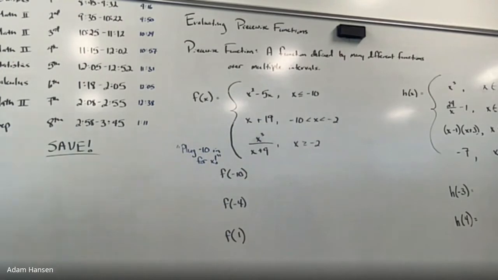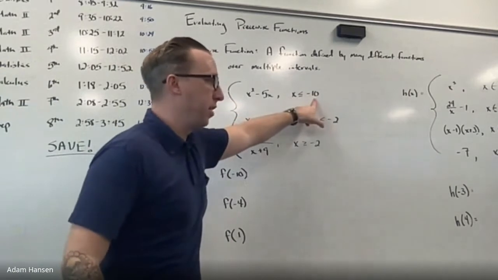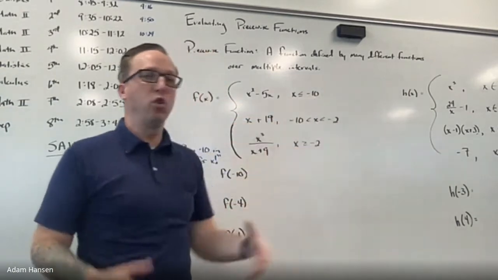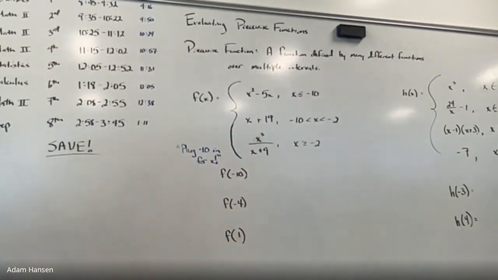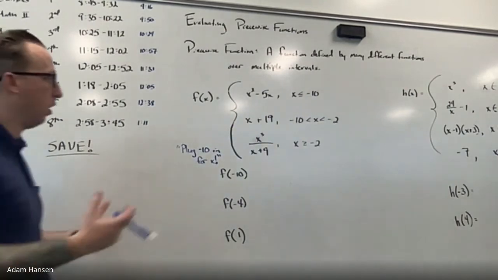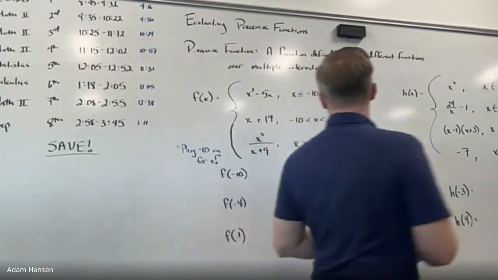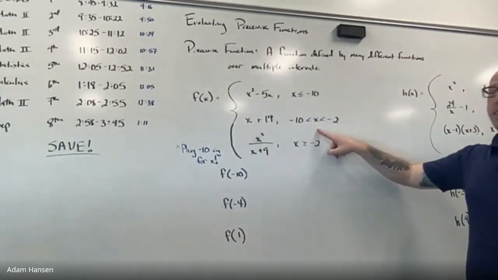How about negative 7? Is negative 7 less than or equal to negative 10? It's more because it's closer to 0. So negative 7 is not less than or equal to negative 10. We have to look elsewhere in our function to know what to do with negative 7. Let's look at the next row down. Does negative 7 satisfy this inequality?